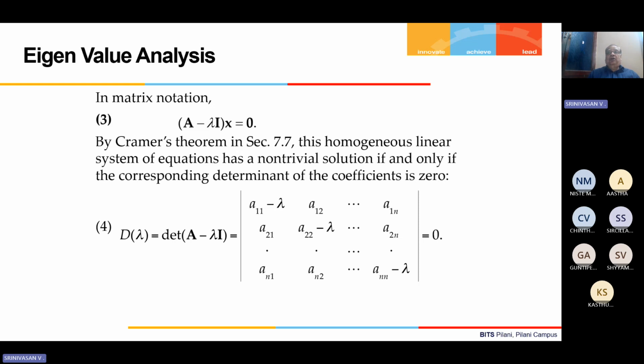So what we are trying to understand now is that to get the values of lambda, namely the eigenvalues of the given square matrix A, you need to find the determinant of A minus lambda I and equate it to 0. You have to solve it. And what is this equation? The determinant of A minus lambda I equal to 0 is called the characteristic equation of A.